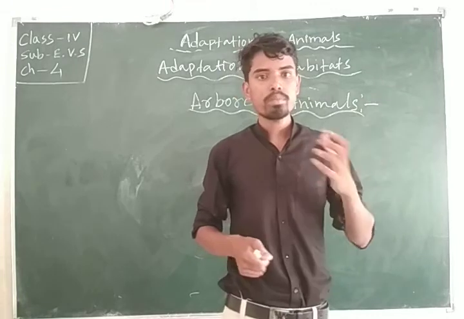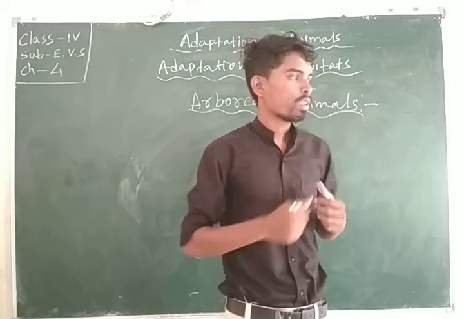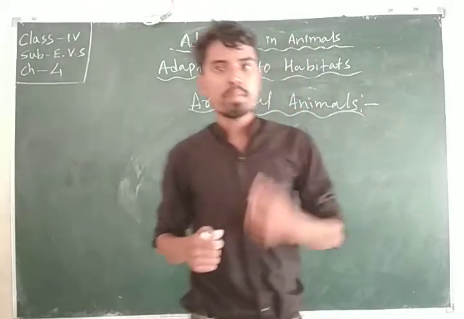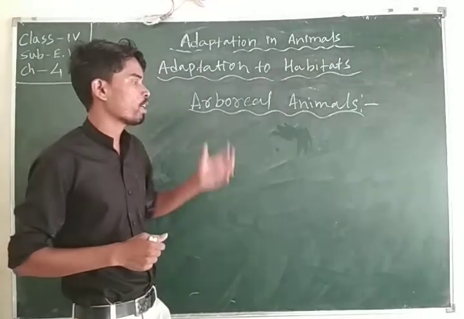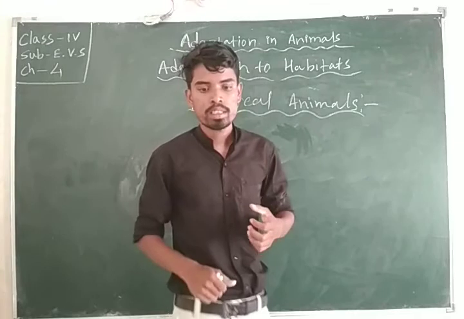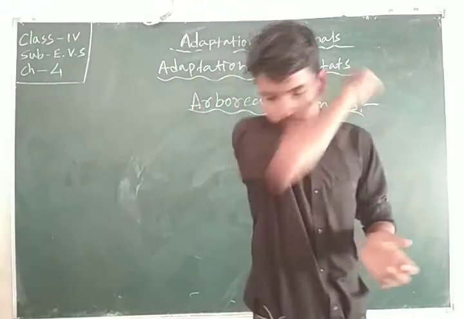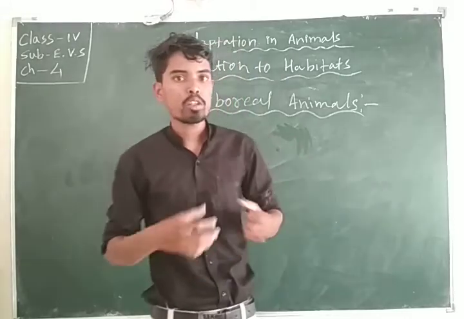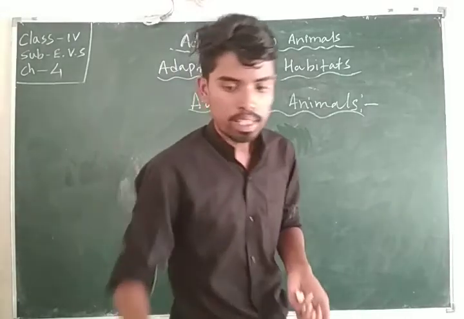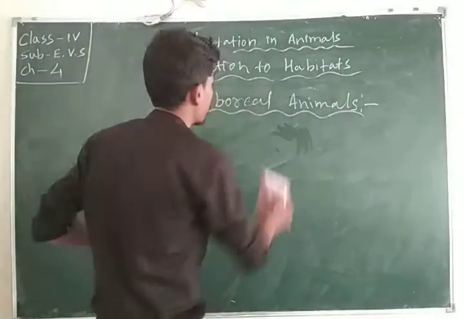And they have well developed feet and legs. They use them for grasping and holding the branches of trees. Their chest region, the rib cage, is also well developed. And next, now we come to adaptation for food.